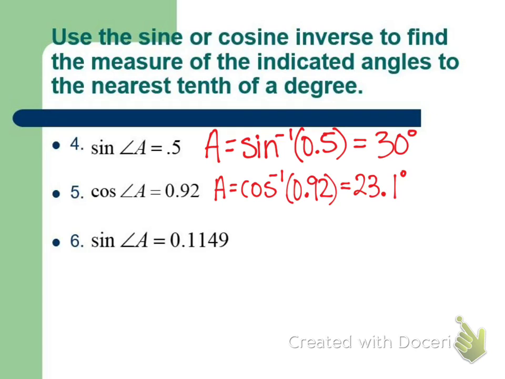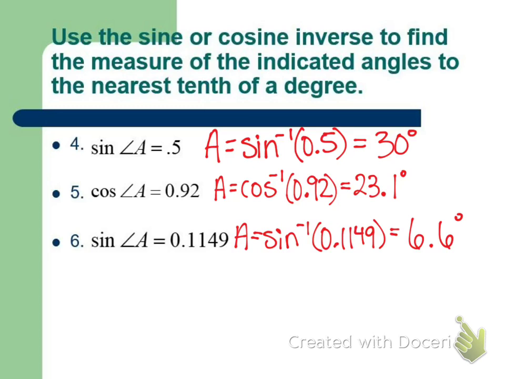Questions about number 5? All right, number 6. This time we're back to using inverse sine. Anybody figure out what A should be on the last one other than Jaden? We're looking for angle A on number 6. Shelby? 6.6. Good. 6.6 degrees.